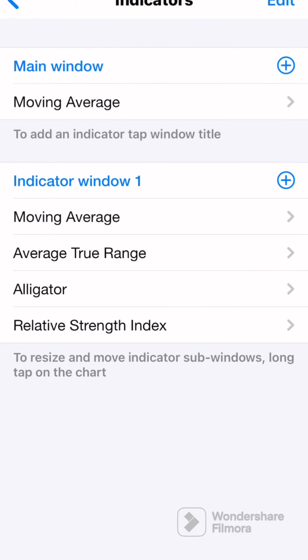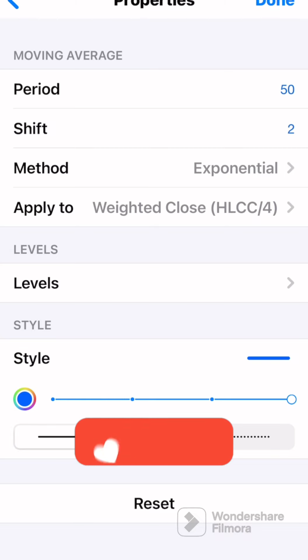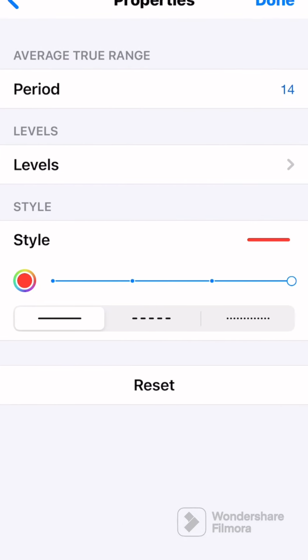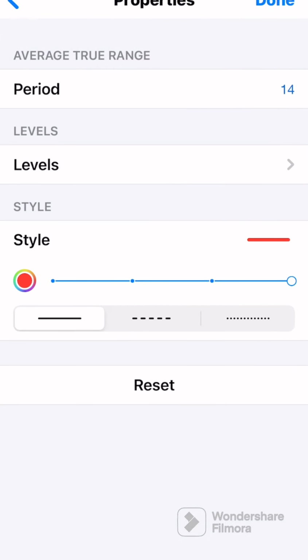On the second window, which is window indicator 1, we have moving average, average true range, alligator, and relative strength index. For the moving average, we have period 50, shift 2, method exponential, applied to weighted close HLCC/4, no level, style red. For average true range, we have period 14, no levels, style red. You can screenshot it so that you can have these settings intact.